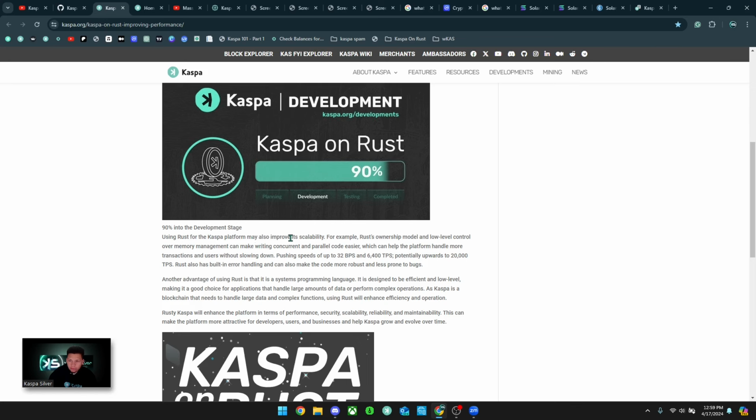Using Rust for the Kaspa platform may also improve its scalability. For example, Rust's ownership model and low-level control over memory management can make writing concurrent and parallel code easier, which can help the platform handle more transactions and users without slowing down, pushing speeds of up to 32 blocks per second and 6,400 transactions per second, potentially upwards of 20,000 transactions per second. Rust also has built-in error handling and can make the code more robust and less prone to bugs.